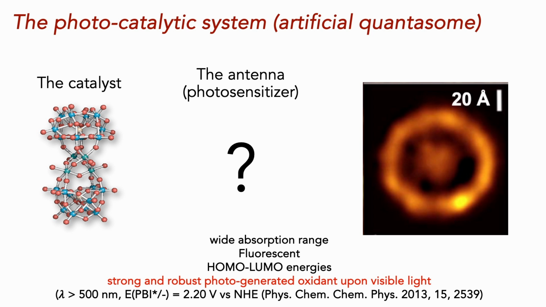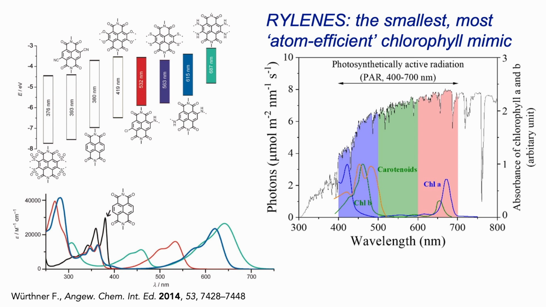So we need some features of our antennas because we need to generate a very strong photooxidant. So we have to go beyond 2.2 volt in order to drive this reaction, because the ligands of water are very stable. And so we turned our attention to this kind of molecules. These are the rylenes. These are also defined as the smallest, most atom-efficient chlorophyll mimic, because you can synthesize this antenna covering all the photosynthetic visible range.